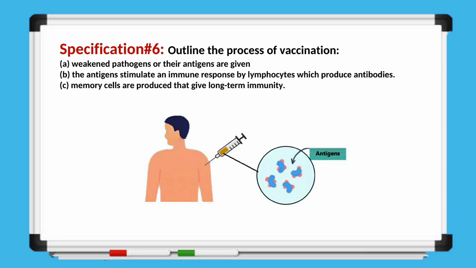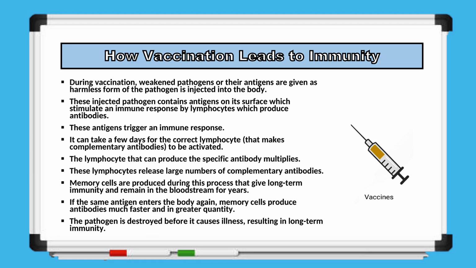Next, lymphocytes detect the antigens and respond by producing specific antibodies to fight them. Finally, some of these lymphocytes become memory cells, which remain in the body and provide long-term immunity. This means that if the same pathogen enters the body in the future, the immune system can respond quickly and effectively, preventing illness.